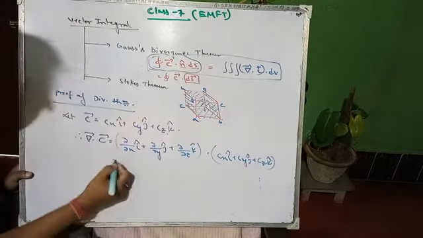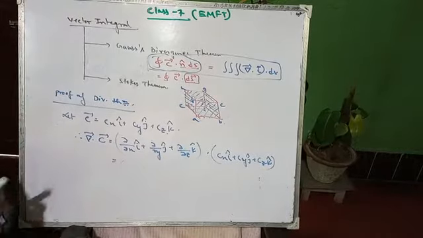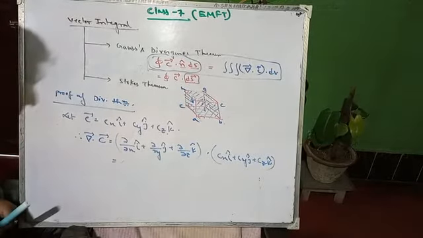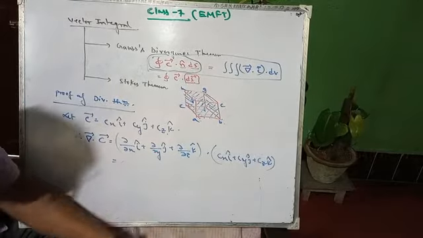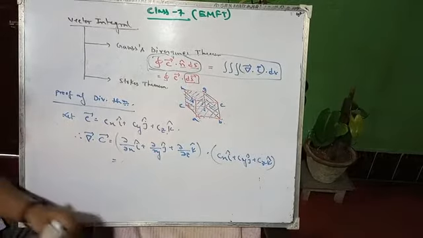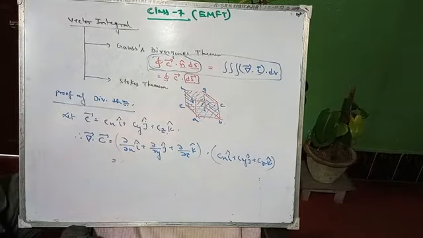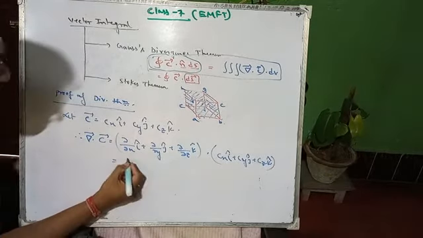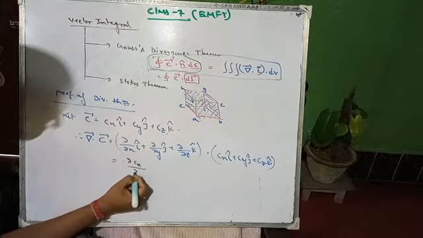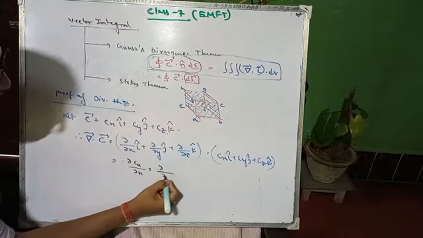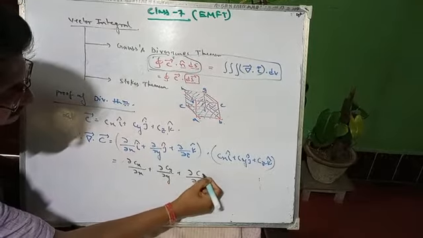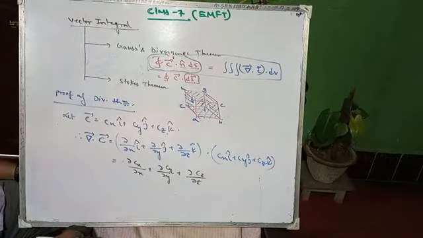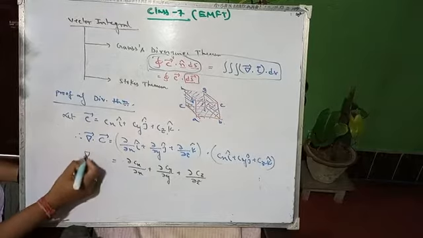Now, the dot product means what? i dot i will be 1 and the rest are 0. So what will be your answer? Your answer will be del Cx by del x plus del Cy by del y plus del Cz by del z. Okay, so this is the divergence of C.